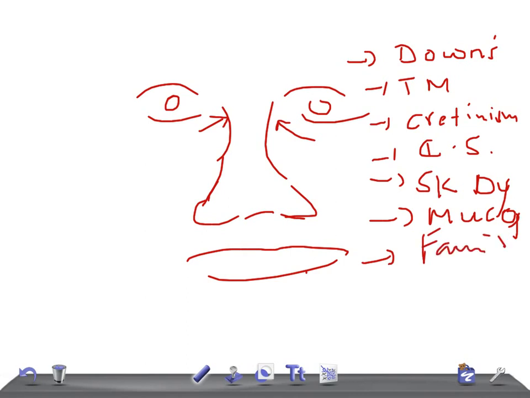Okay, the causes for the depressed nasal bridge are Down syndrome, thalassemia major, cretinism, congenital syphilis, skeletal dysplasias, mucopolysaccharidosis, and the familials.